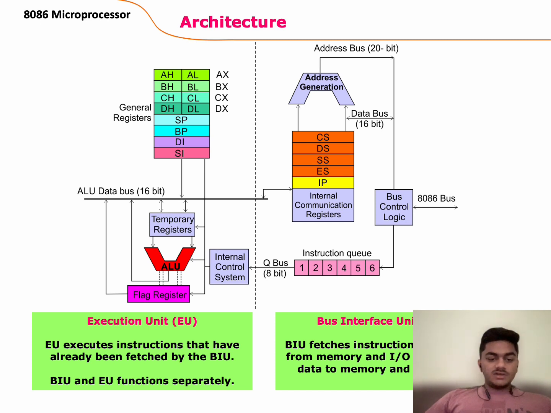In the execution unit, we have the flag register, temporary register, internal control system, arithmetic logical unit, and general registers. General registers have 16 bits. All registers have 16 bits, and AX, BX, CX, and DX are divided into 8 bits and 8 bits, like A higher and A lower. Okay. Then after this we will look at each of them individually.